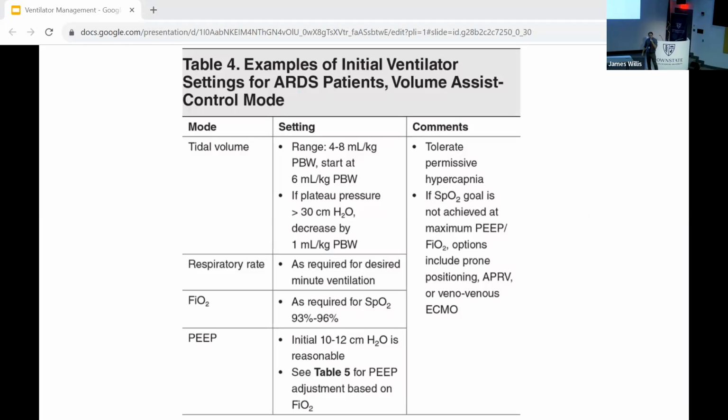Here are just some initial ventilator settings to get things started when you have your hypoxemic respiratory failure patient. Range of 4 to 8 mLs per kg predicted body weight, start at 6. If the plateau pressure is above 30, by doing that inspiratory hold, go down by 1 milliliter per kilogram in the tidal volume. Adjust your respiratory rate based off of the PCO2 and pH.